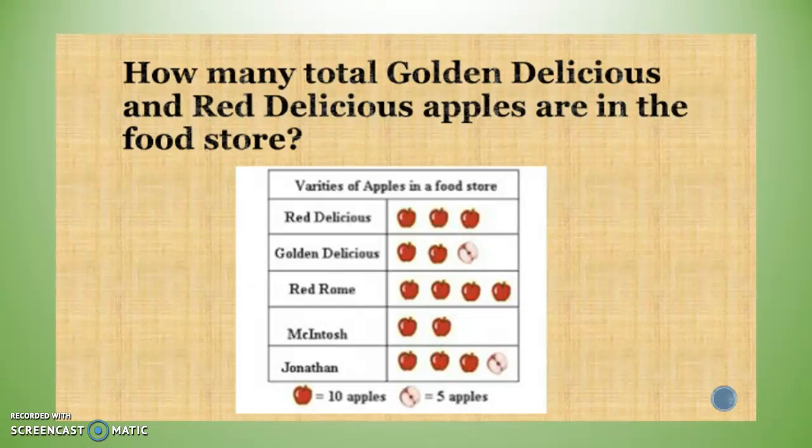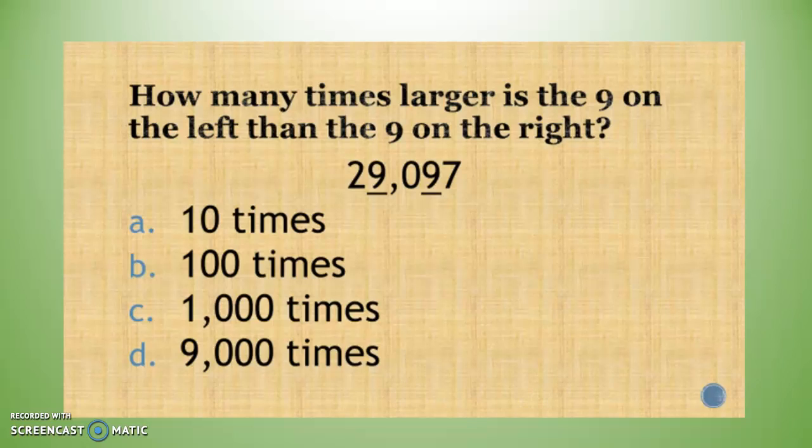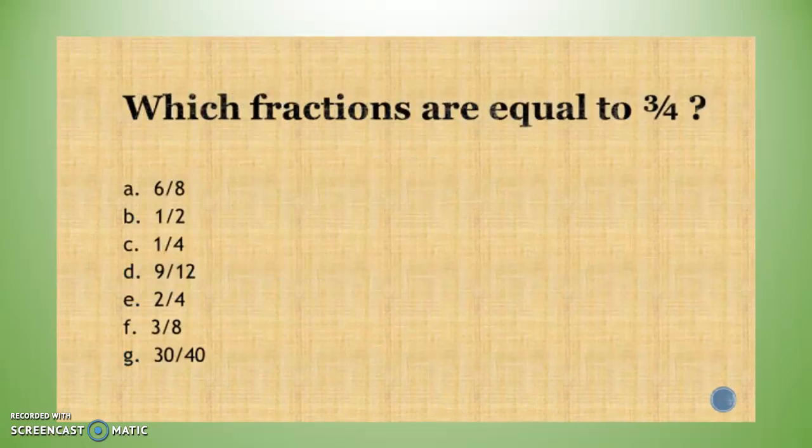For multiple means of representation, I could have added text-to-speech, highlighted key elements, and included alternative text for the perimeter problem, the place value problem, and for the pictograph.